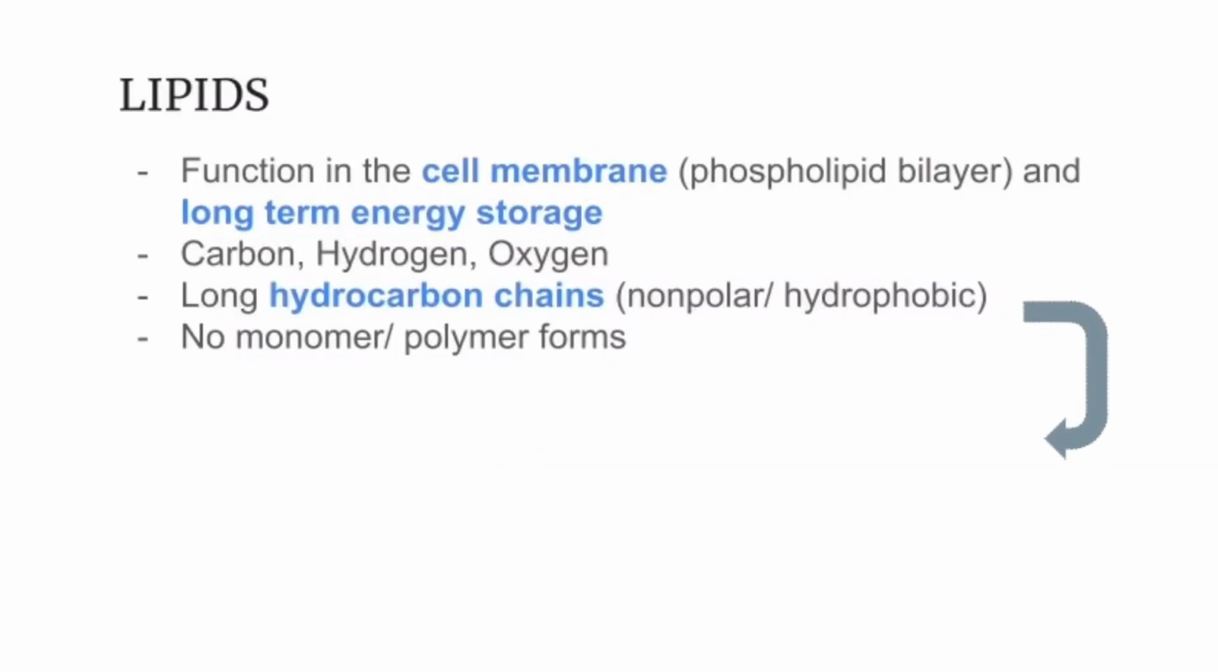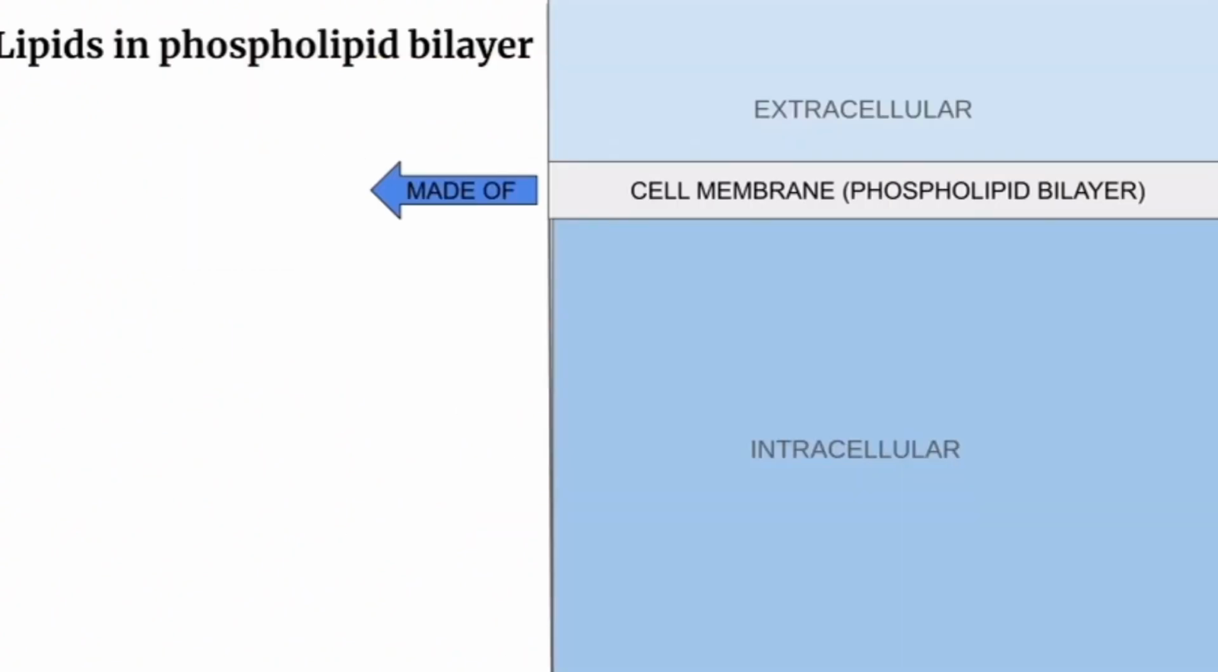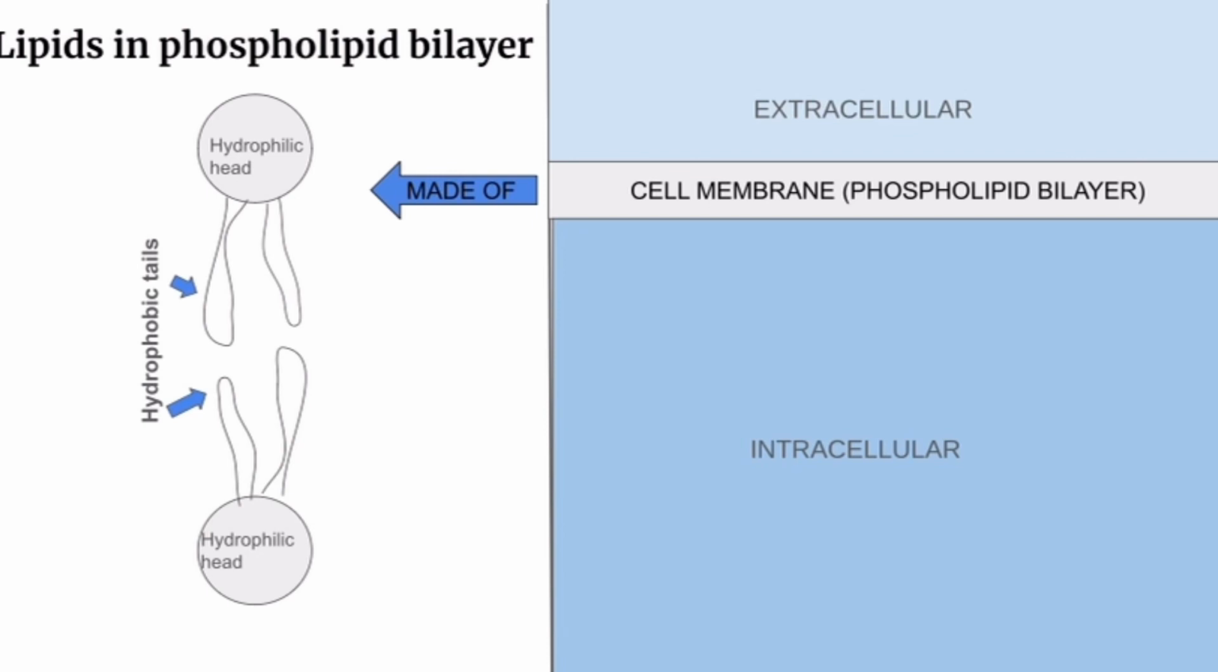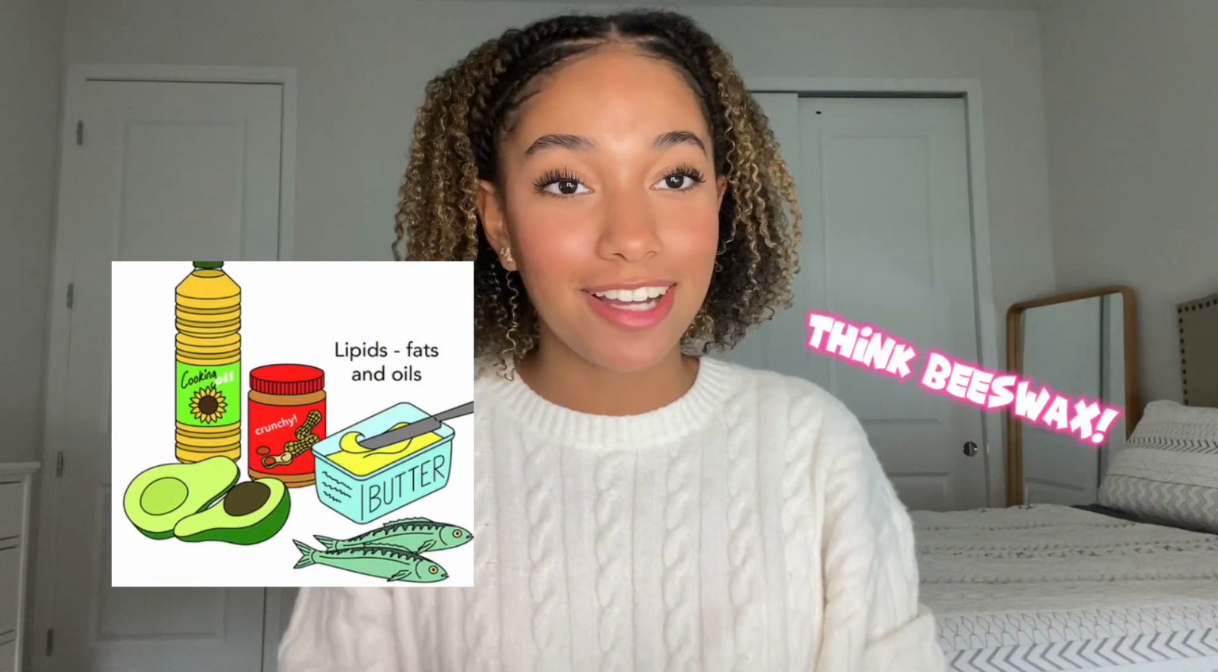Our next organic macromolecules are lipids, and lipids work in the cell membrane and in long-term energy storage. They're comprised of long hydrocarbon chains with carbon, hydrogen, and oxygen. Lipids have a hydrophilic head and a hydrophobic tail. Something that's hydrophilic is attracted to water. So in the cell membrane, that's why you see the hydrophilic heads towards the outer or intracellular space. Besides the phospholipid bilayer in the cell membrane, lipids are also oils, fats, and waxes.